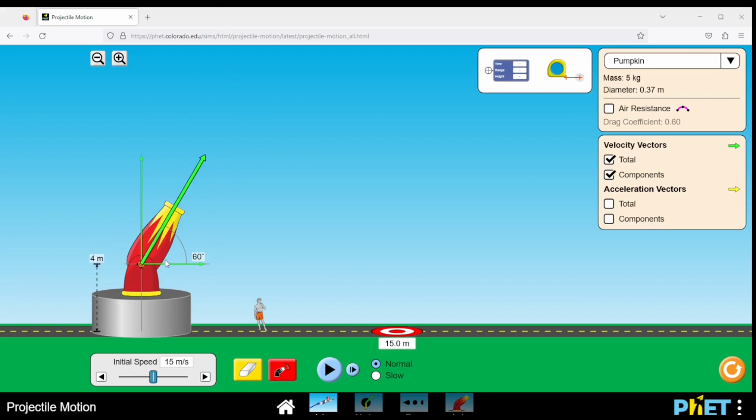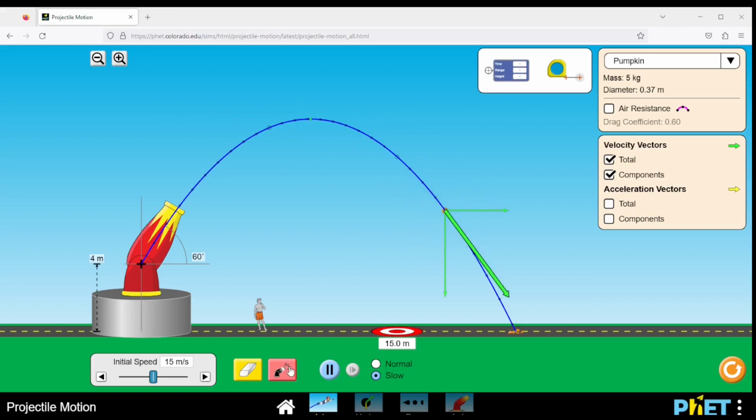Now let's look at how the components of the velocity change with time along the trajectory path of the projectile. We'll go to slow motion and look at it. So can you see what's happening? The x component of velocity is not changing, and the y component is changing. Shoot it again. Watch that. The x component of velocity remains constant, while the y component of velocity changes. And that is, of course, because of the acceleration vector.